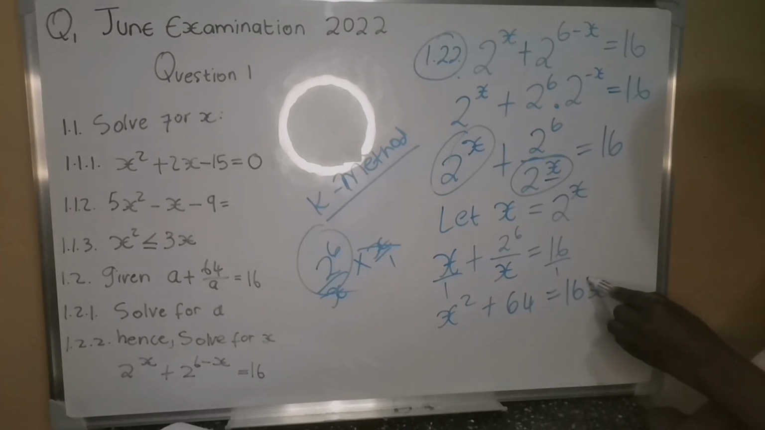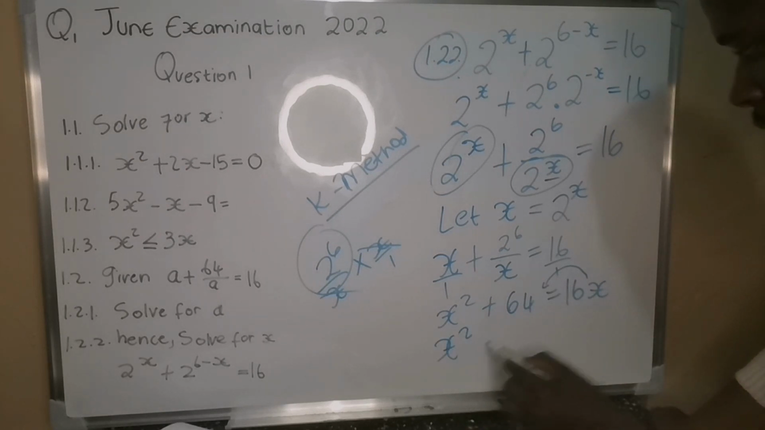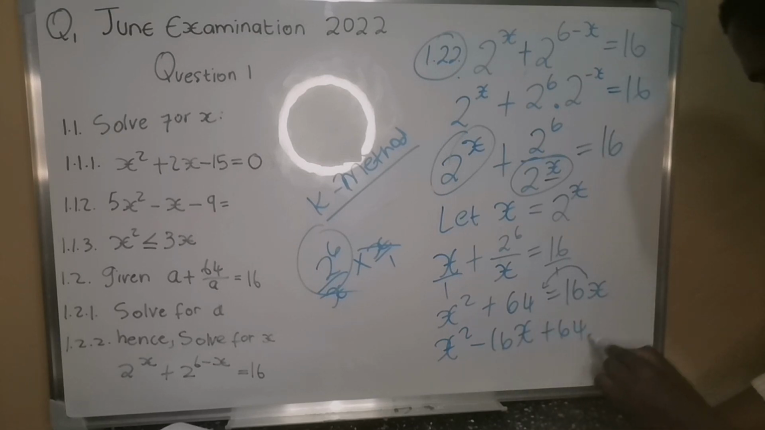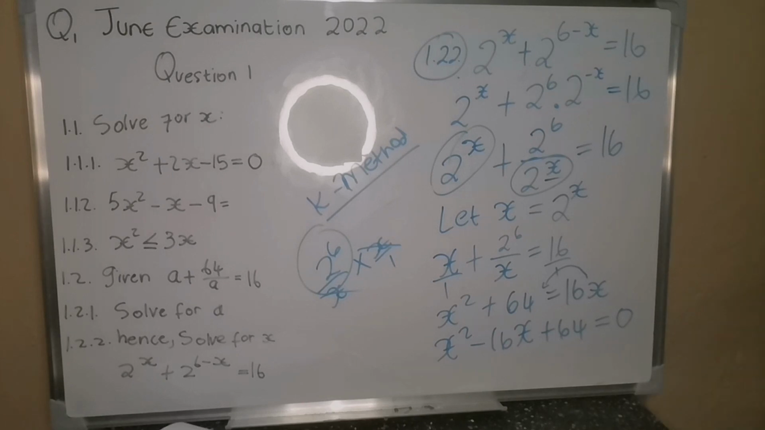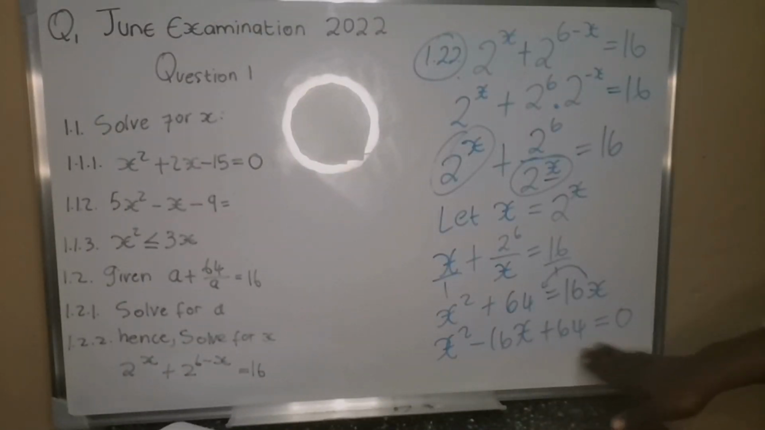Therefore, I'm going to transpose this 16x to the left and be left with x squared. It's going to change the sign from negative to positive: x squared minus 16x plus 64 equal to 0. This is how my equation looks. Equal to 0.